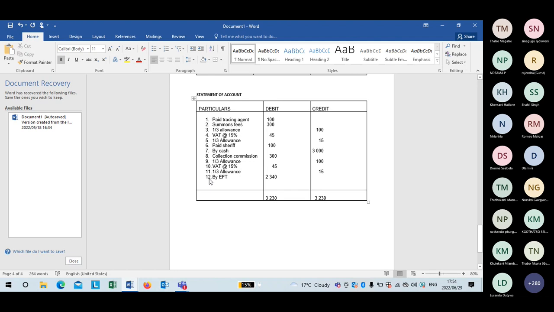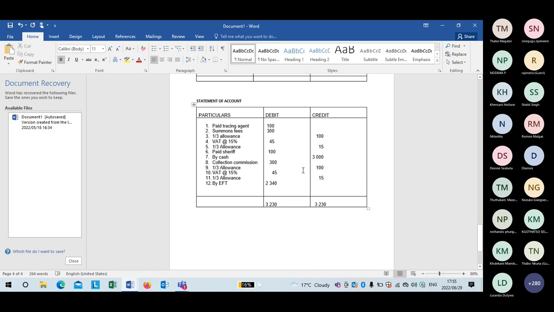Yes. Number 12, by EFT. Here it means we are paying the sum of 2,340 by electronic fund transfer. Yes. We are paying it to the correspondent, the Nyamsoro attorneys. So how did we arrive at 2,340? We went to the trust cash book. And this is when we are dealing with last night's work. The trust cash book, you will see that on the debit side, there's an amount of 3,000 that we collected.